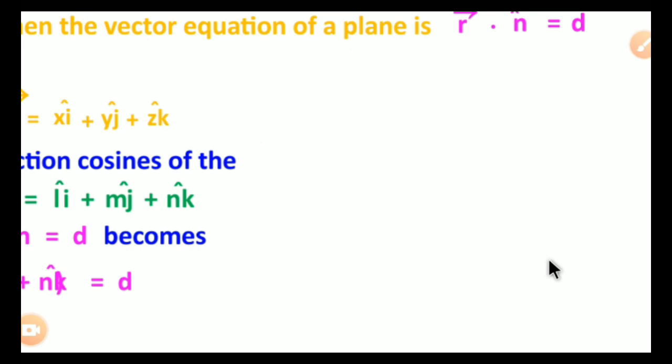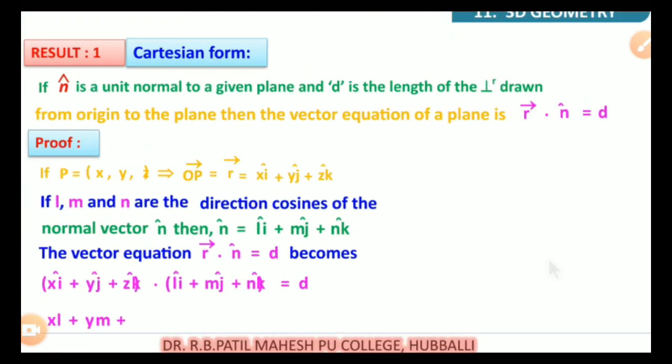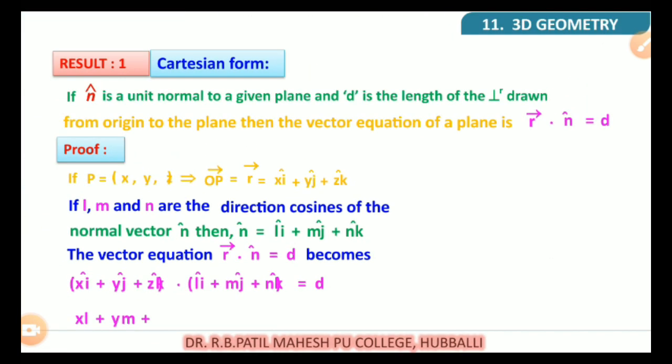Therefore, here we can take this equation. Therefore, xl plus ym plus zn is equal to d. So, this is the Cartesian form of the equation of a plane. Right. So, this is the Cartesian equation of a plane in normal form.